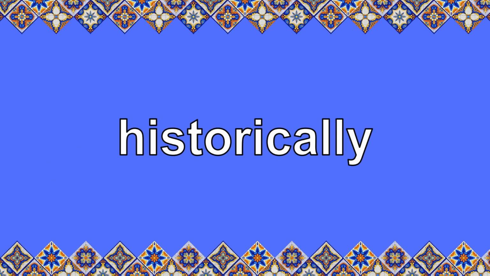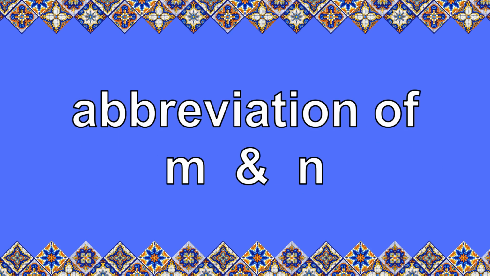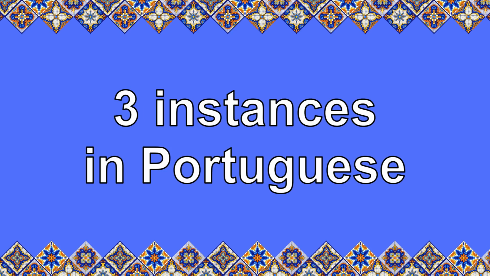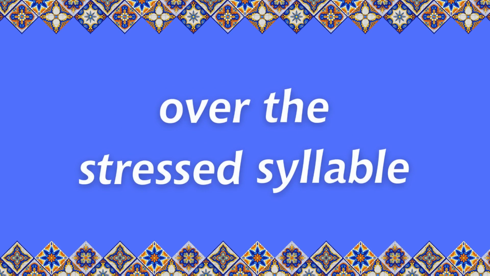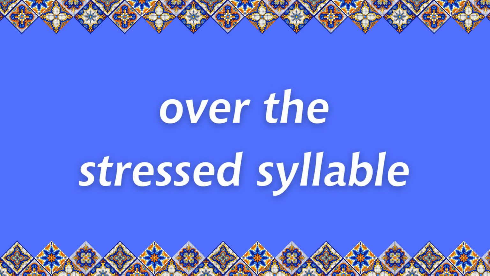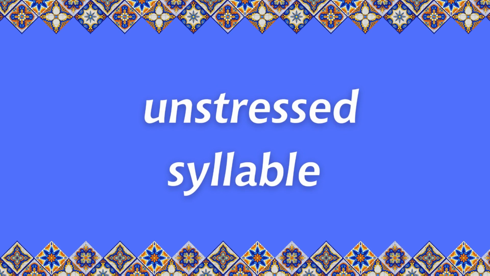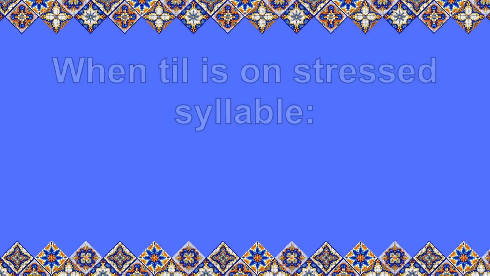Historically, the tilde was used as an abbreviation of the letters N or M when they were at the end of a syllable. Nowadays, it's typically only used over the vowels A and O, and there are 3 instances where the tilde can be found in a Portuguese word. The first one is if it's over the stressed syllable. Second instance is the syllable immediately before the stressed syllable. And the third situation is on the unstressed syllable. So let's look at some examples.